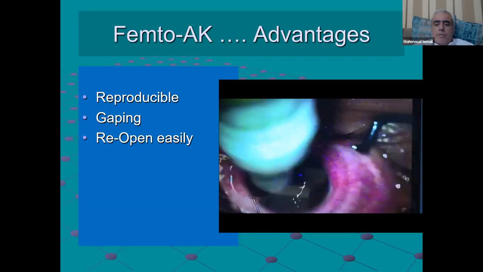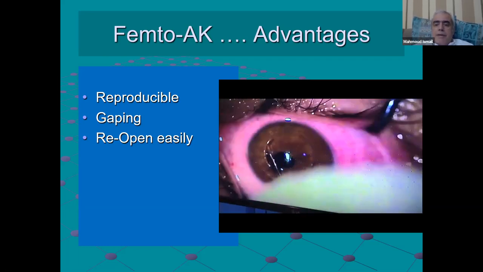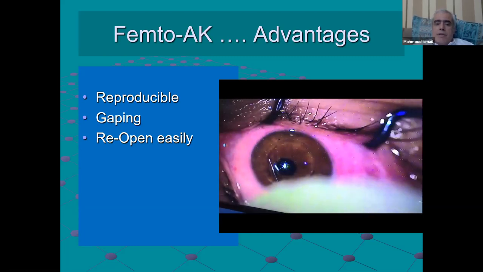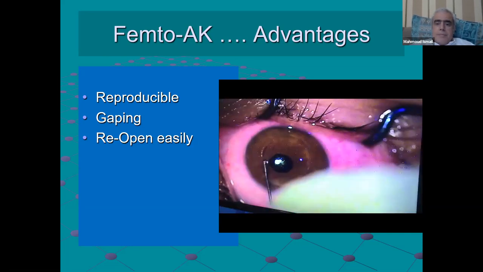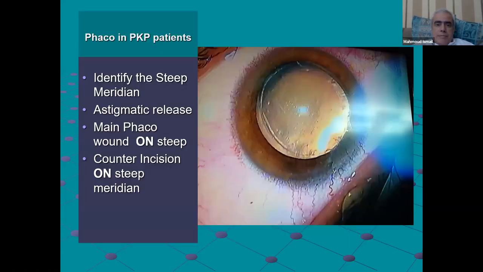In the post-operative, if we find that the astigmatic effect is fading away, you can even reopen it very easily at the slit lamp. This is how the circumferential healing ring affects the post-operative astigmatism. If you just make two astigmatic cuts, definitely the result will be satisfactory.